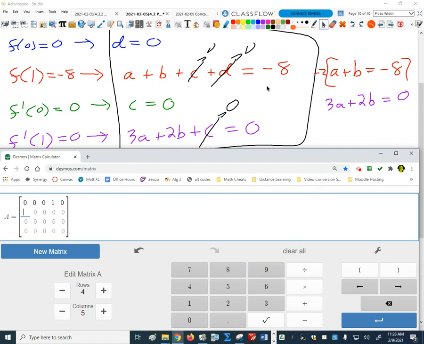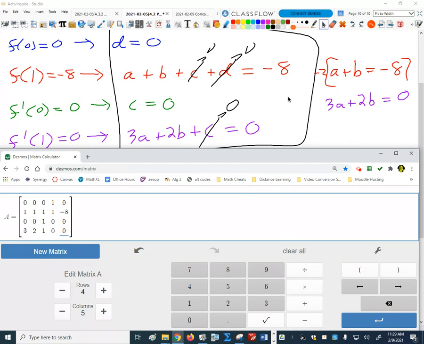Okay. Next one. That's the red equation here before I cross stuff out, right? So we've got 1A plus 1B plus 1C plus 1D equals -8. Okay, next row, C equals 0. Well, really that's 0A plus 0B plus 1C plus 0D equals 0. Next row, 3A plus 2B plus 1C plus 0D equals 0. Okay, so there's my 4x5 matrix.